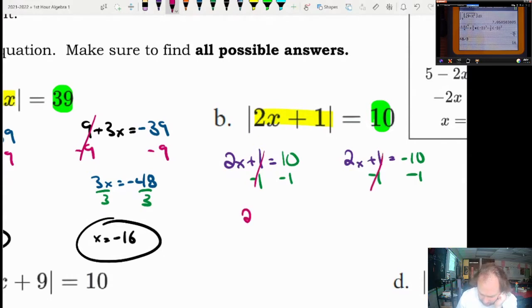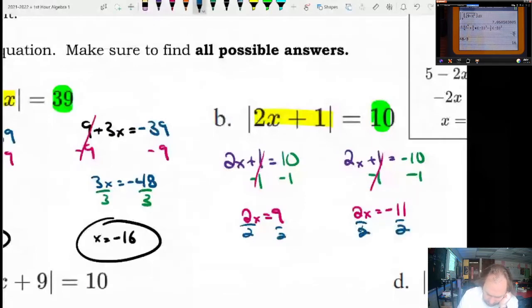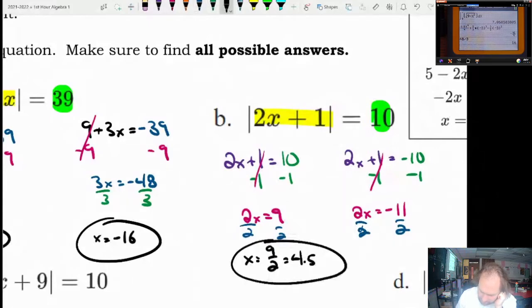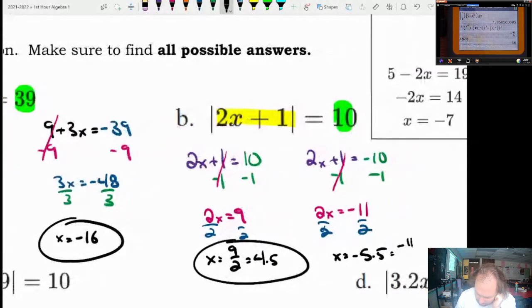You've got 2x equals 9, which is not going to be a whole number, and 2x equals negative 11, which is also not a whole number. Divide by 2 on both sides of both equations, and you'll get your two answers. X is equal to 9 over 2, or if you want to be a monster, 4.5. And over here, x will equal negative 5.5. Or, sorry, negative 11 over 2, if you want to be a cool guy.